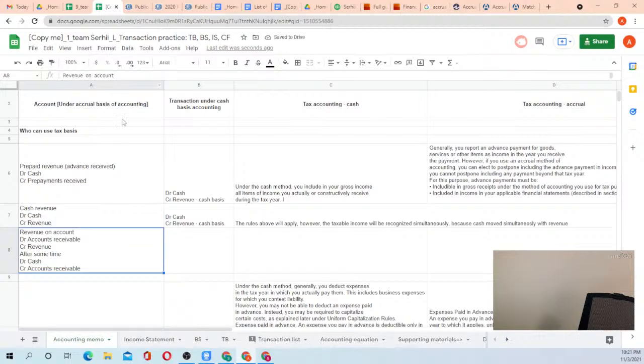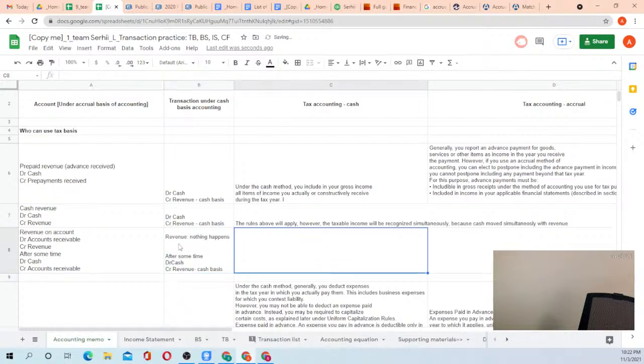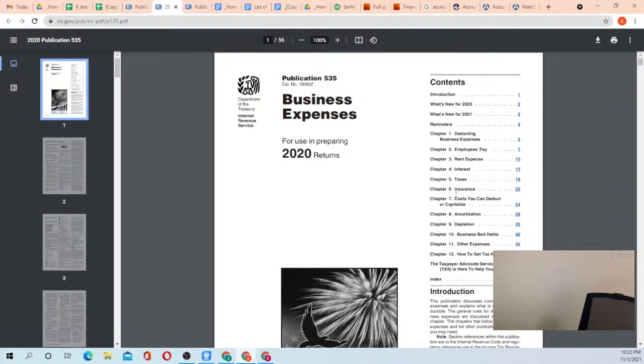So that's under accrual. Under tax, after revenue, nothing happens. After some time, debit cash, credit revenue, cash basis. So let's see what our revenue guys have to say about that.